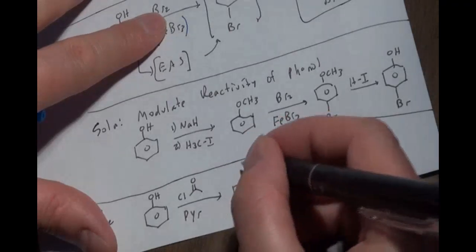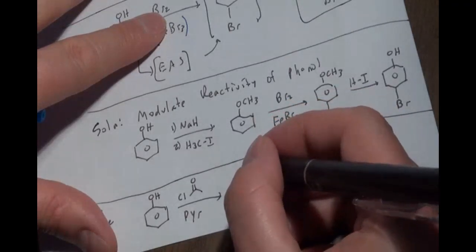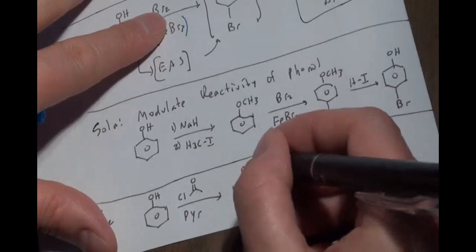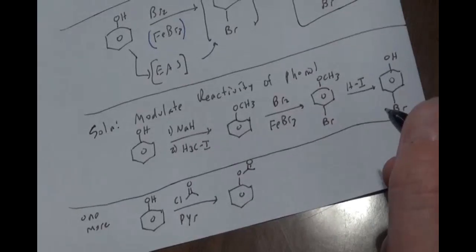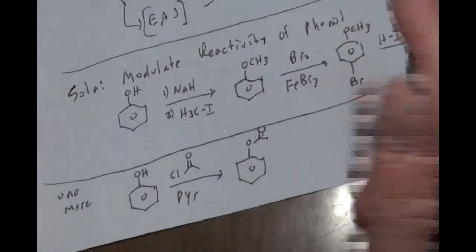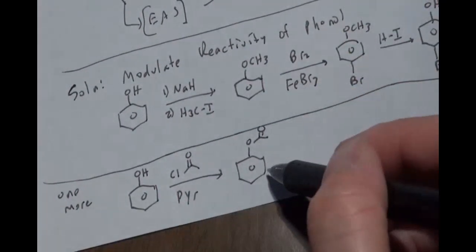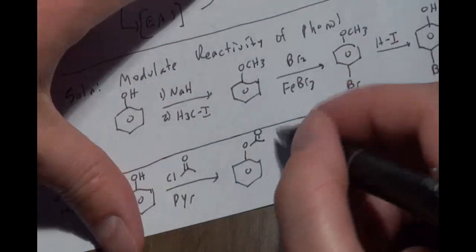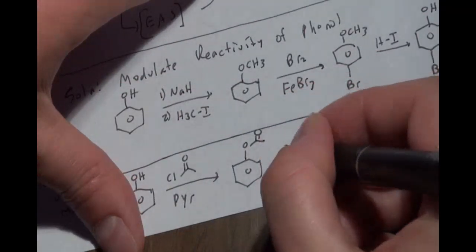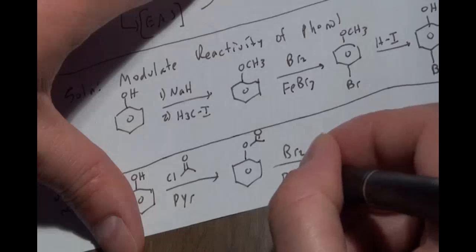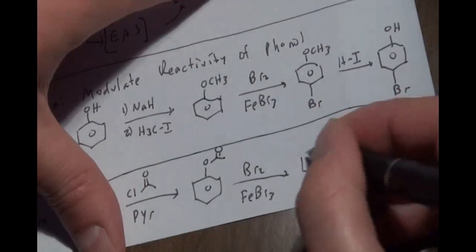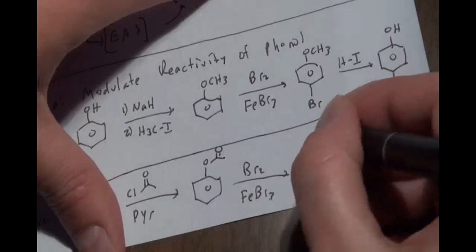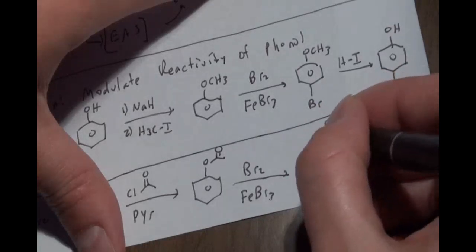You did learn this in chapter 16. It's crazy. Okay, so we just made an ester, right? And just like the methoxy, this is also a slightly worse activator. So now we do Br2, FeBr3. It brominates para, because that's still an ortho-para director.